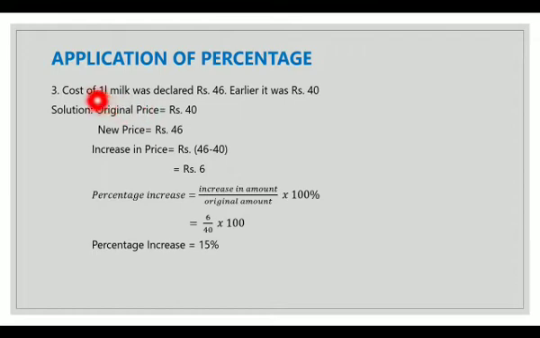The next question. Cost of 1 liter milk was declared rupees 46. Earlier it was rupees 40. So original price equals rupees 40. New price equals rupees 46. So increase in price equals rupees 46 minus 40, which is rupees 6. So percentage increase equals increase in amount upon original amount into 100%. So increase in amount, that is rupees 6, upon original amount, that is 40, into 100, which equals 15. So percentage increase equals 15%.